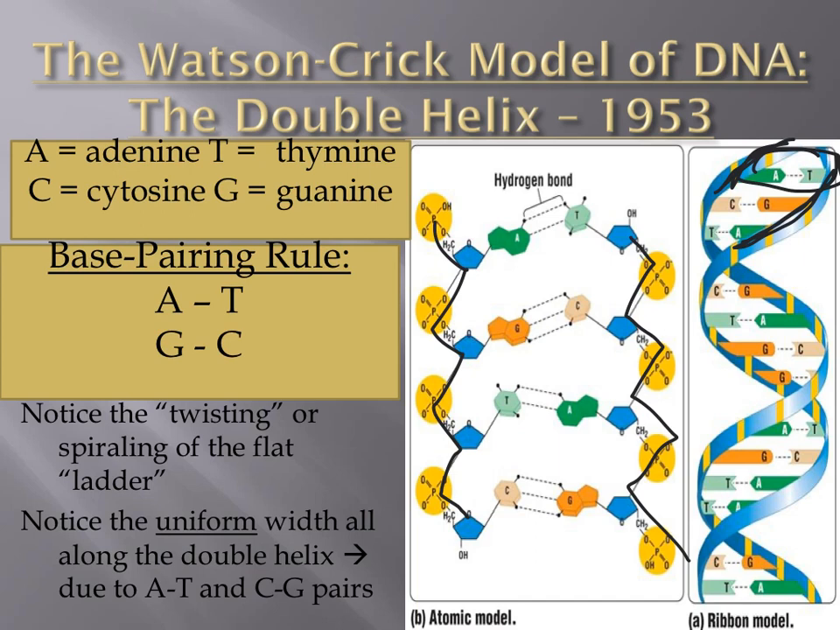The rungs of the ladder, the parts that you actually would climb up, are two nitrogen bases bonded together with hydrogen bonds, and that's going to become important later on in this lecture, that the pairs are held together with hydrogen bonds, and that's why they're represented by dotted lines. The base pairing rule is that A always pairs with T, G always pairs with C.